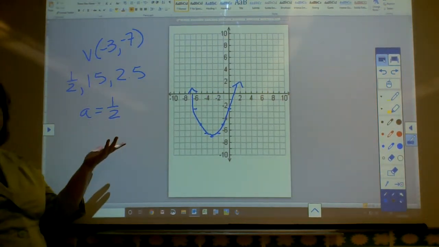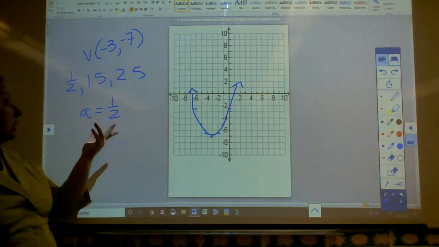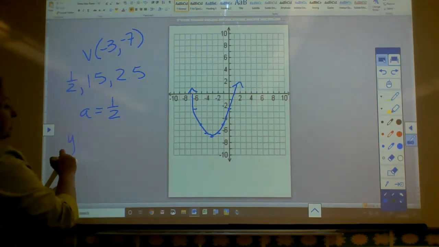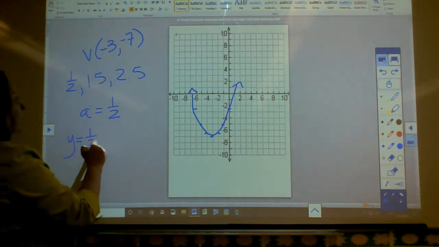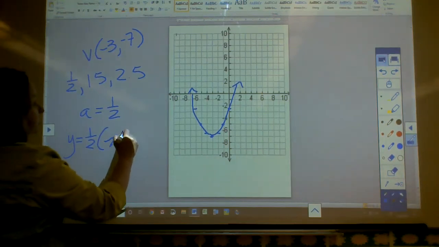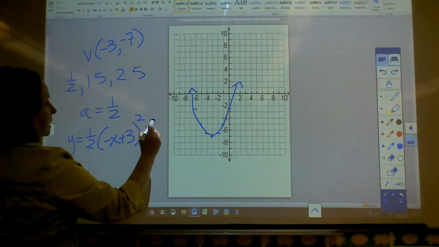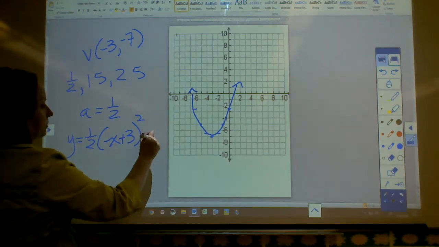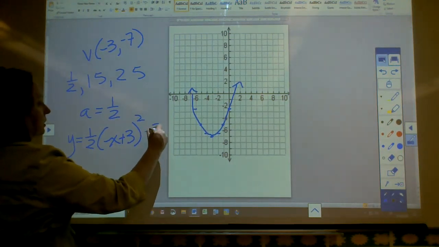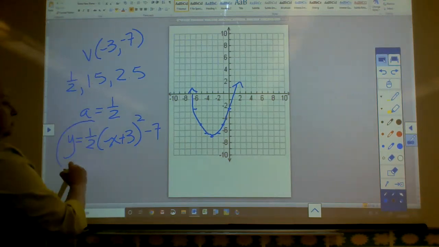And so now I have all the information that I need to write the equation. So it's going to be y equals 1/2 times (x plus 3) quantity squared, and then minus 7. And that'll be the equation.